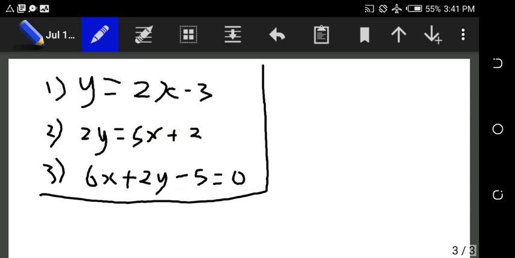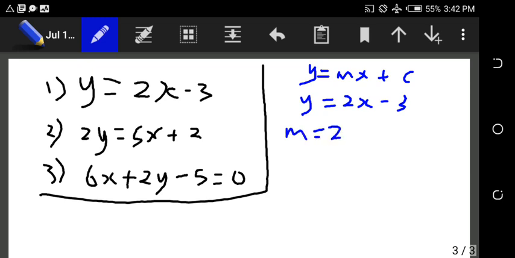In the first one, remember that the general equation of a straight line is always in this form: y is equal to mx plus c. So in the first one, we have this equation, y equals 2x minus 3. By comparison, when we compare these two equations, we can see that m is equal to 2, while c is equal to minus 3.